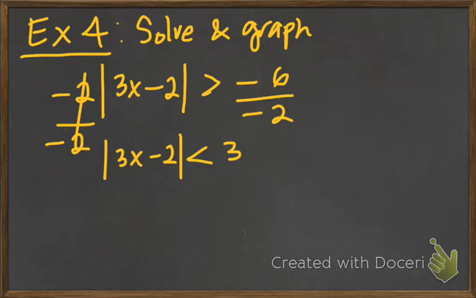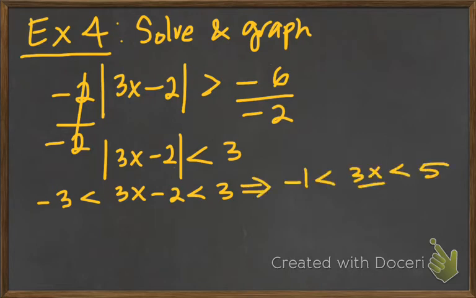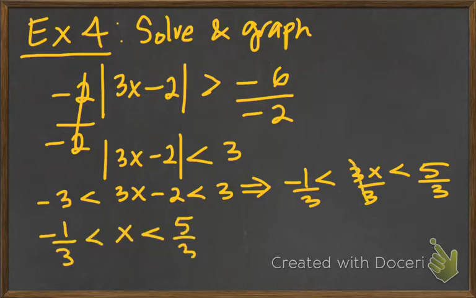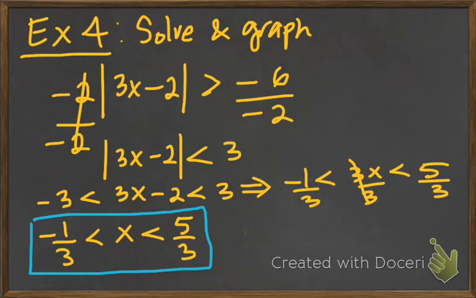The inequality is pointing at the absolute value, so it's an and situation. So we put the part of the statement 3x minus 2 inside of the absolute value between the -3 and the +3. Next, if we're in doubt, of course, we treat this just like an equation, and so we would add 2 to both sides. Then we divide by 3 on all 3 sides, and we get -1/3 less than x less than 5/3.